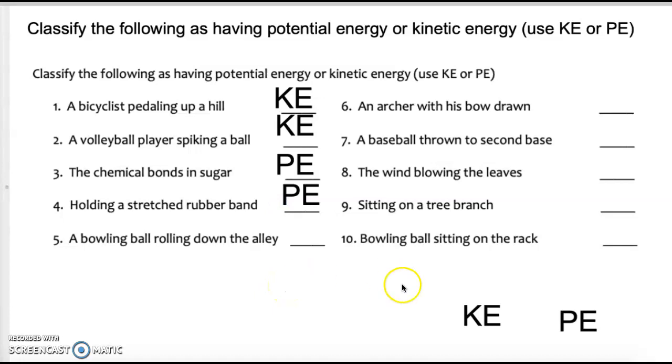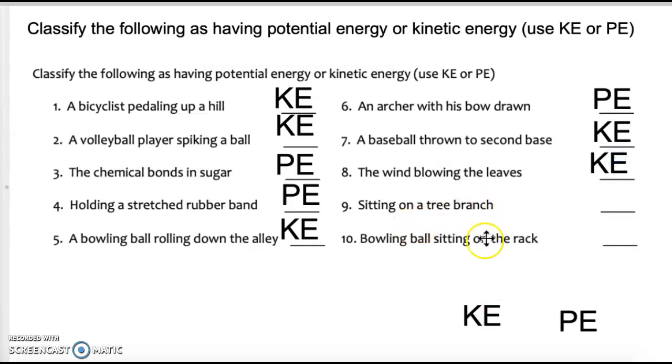A bowling ball rolling down the alley. Rolling means it is moving, so kinetic. An archer with his bow drawn, remember, we already talked about that one, potential energy, has not moved yet, has the potential to do work. Baseball thrown to second base. It's moving to second base, so it has kinetic energy. The wind blowing the leaves. Well, the leaves are moving in the air from the wind, so that would be kinetic energy.